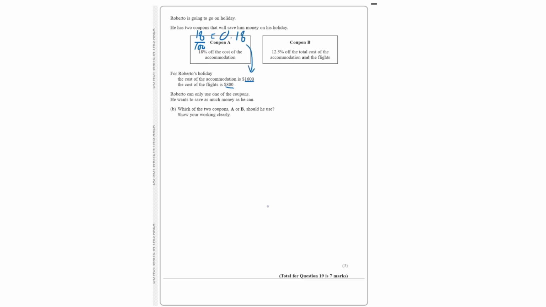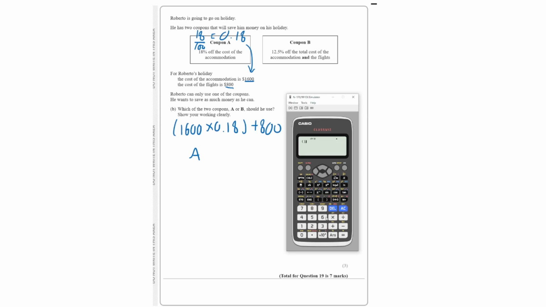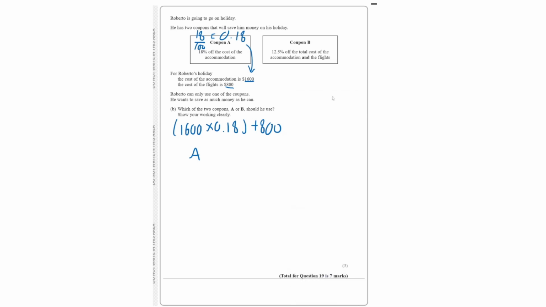So we multiply this value with the cost of accommodation, which is 1,600 times 0.18. But don't forget he's also paying for cost of flights. So we have to add the cost of flights, which is 800. Therefore, coupon A will save (1,600 times 0.18) plus 800. That gives us 1,088. A saves $1,088.